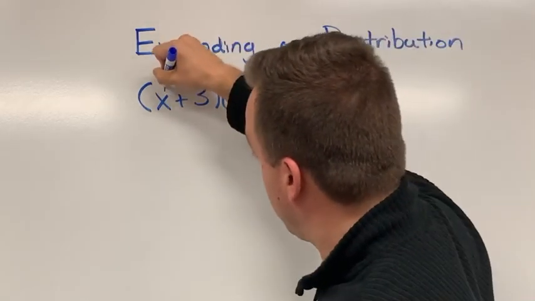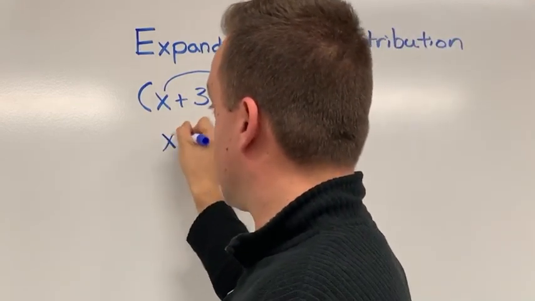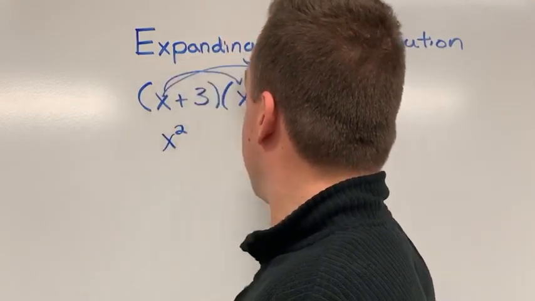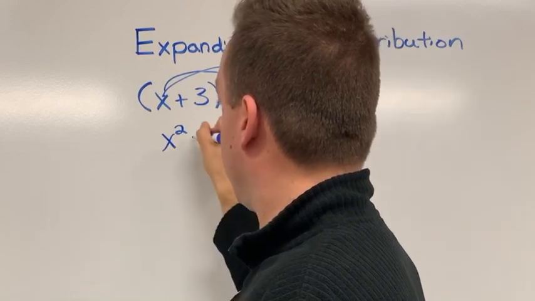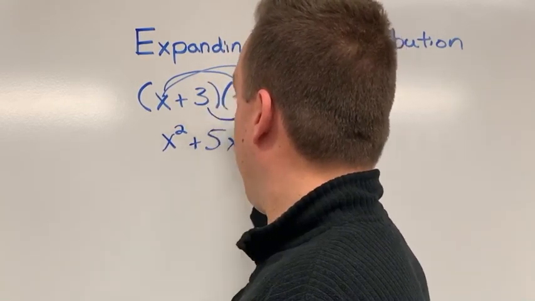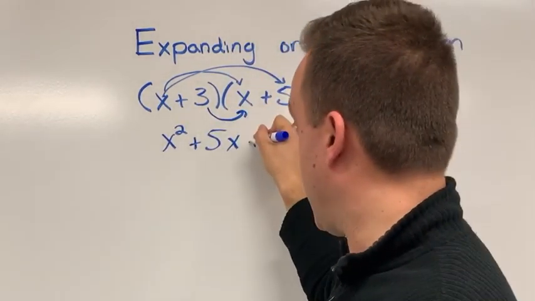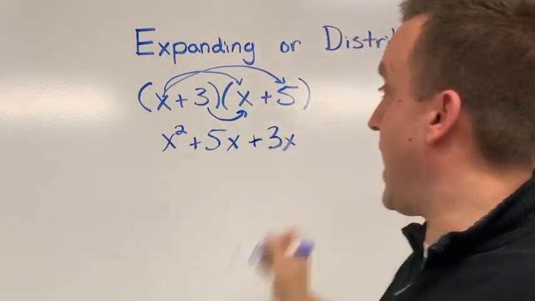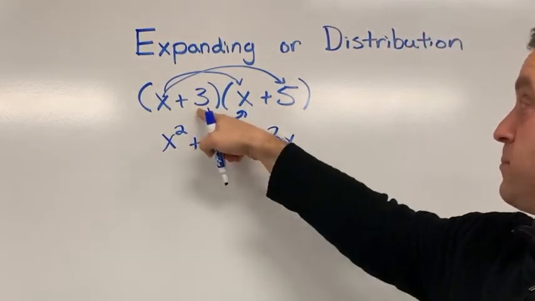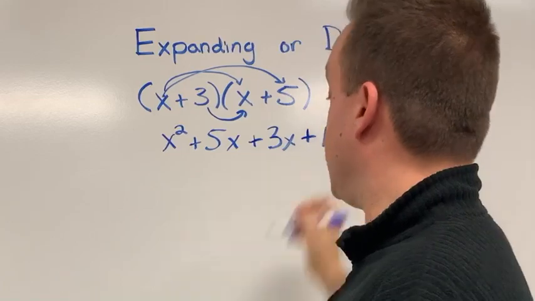But what we need to do is multiply x times the x, and we get x squared, and then we multiply x times the 5, and we add 5x. And then we multiply 3 times the x, and we add 3x. And then we multiply 3 times the 5 and add our 15.